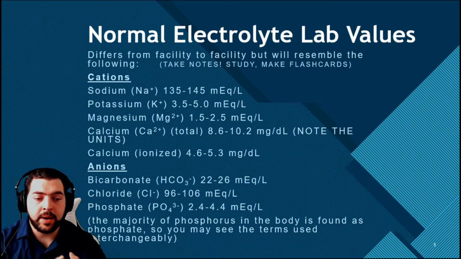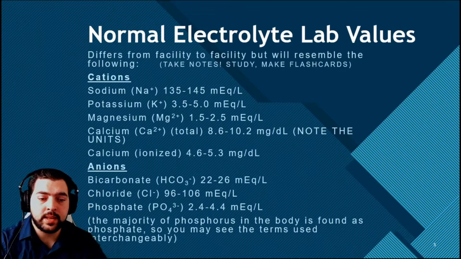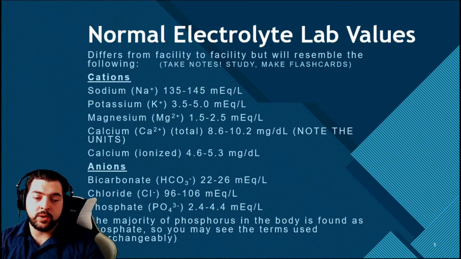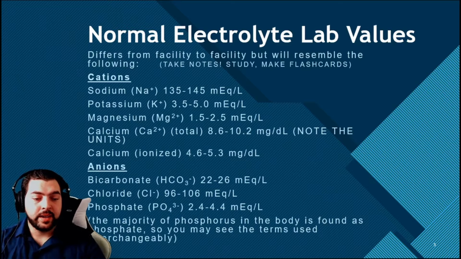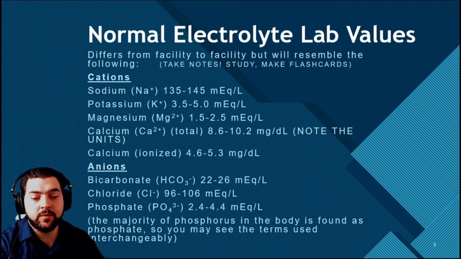Anions, bicarbonate, normal is 22 to 26. Chloride is 96 to 106, I'm sorry. And phosphate is 2.4 to 4.4.